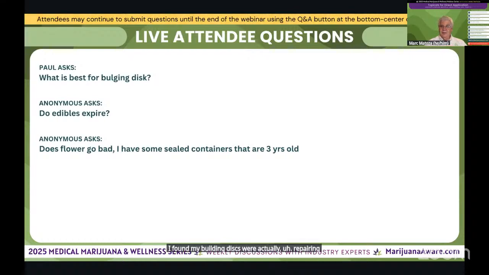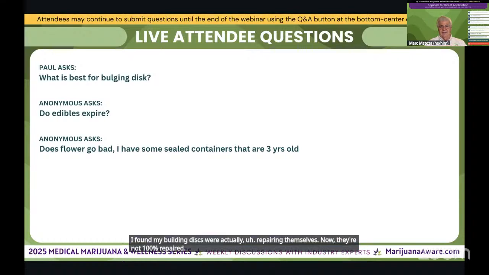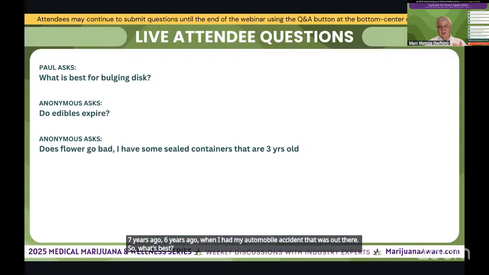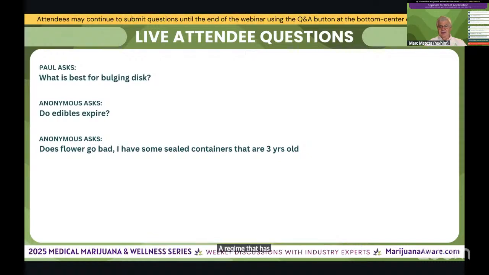Now they're not 100% repaired. I still have a problem with my neck. I still have 7 herniated discs in my neck, but they're just not as bad as they were 6 or 7 years ago, when I had my automobile accident. So what's best? A regimen that has CBD with a little bit of THC in it.